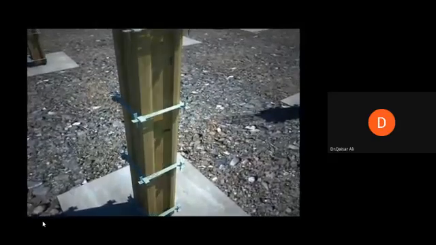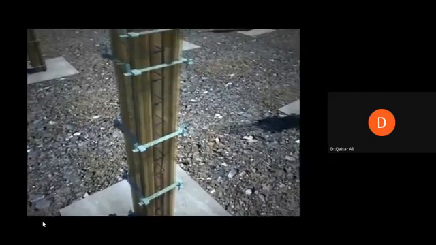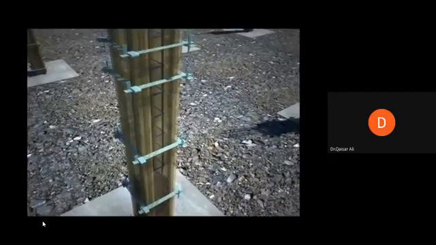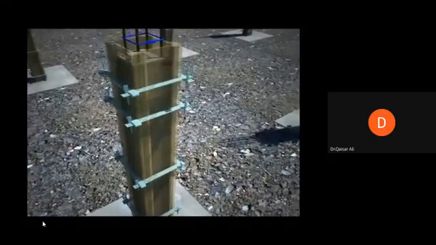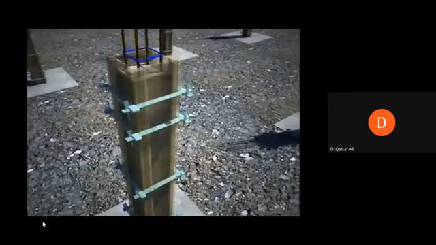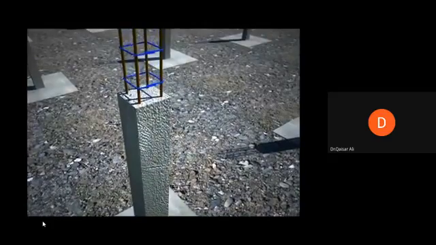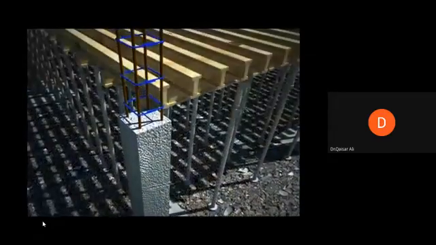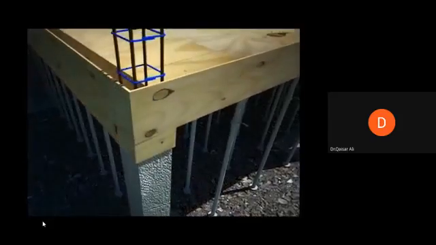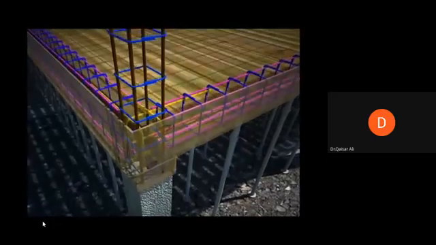Now you can see the formwork, wooden formwork. Inside we have reinforcing bars, steel bars, longitudinally as well as laterally. Now concrete is poured inside this. You can see concrete pouring. Concrete is finished. The lateral bars are called ties, lateral ties. You can also now see the beam reinforcement.